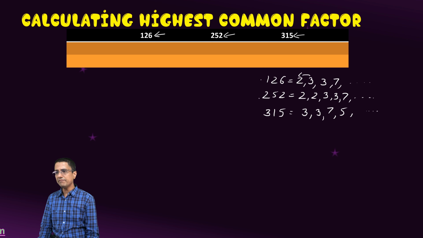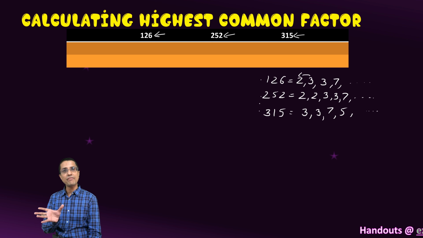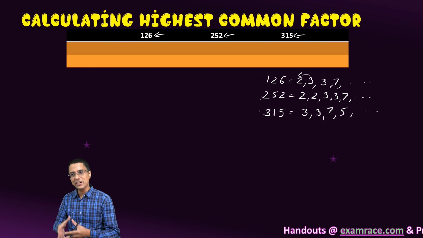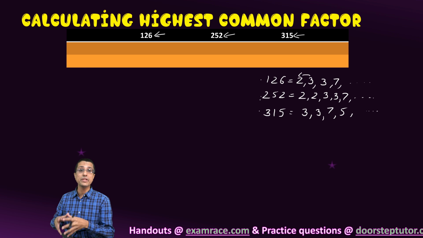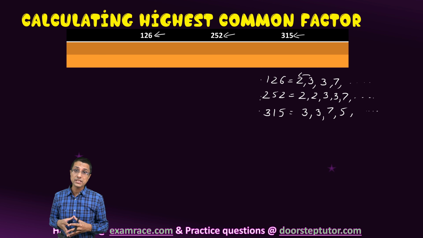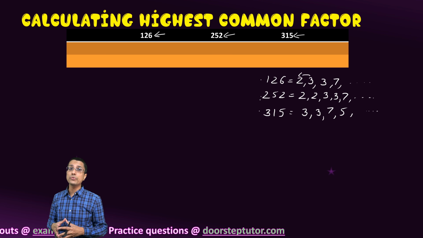Once I come up with the factors of all these numbers, I'll find the highest factor among those which is common to all of these three numbers, and that would be my answer. So that is one way of doing it. Of course, it is very cumbersome, so we try to not do this method at all.